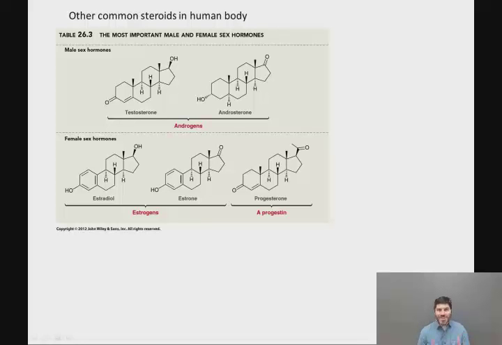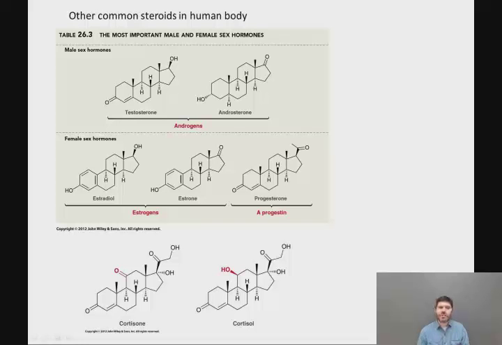And what amazes me when I look at these structures is, look at how similar the structures of progesterone and testosterone are. One is a female sex hormone, the other is a male sex hormone. The difference between them is two carbons at the 17 position.